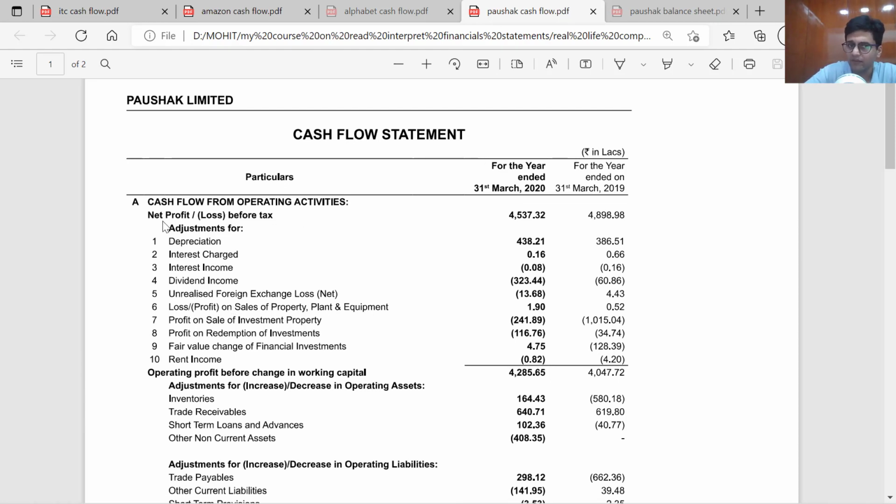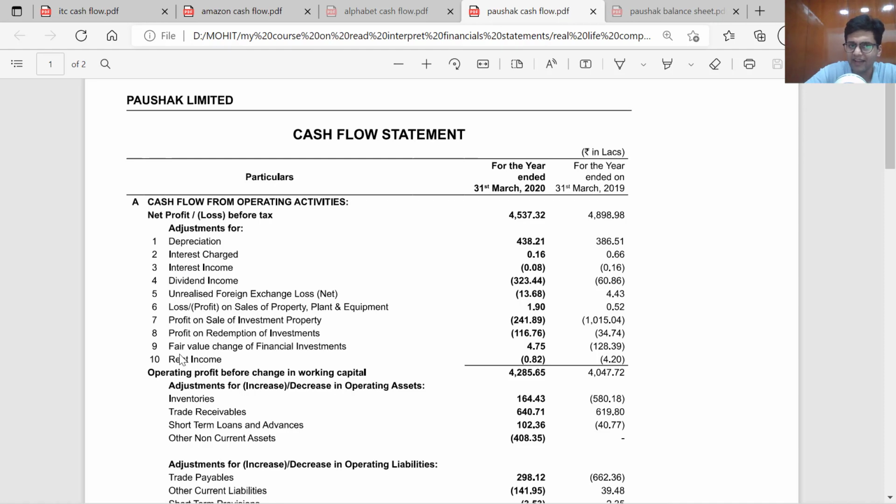Like I said, we take the net profit before tax. That means we are basically taking the net income before tax when calculating cash flow from operating activities. In our example, we had taken net income after taxes. Here it is taken before tax. It doesn't matter really, because we will take the tax effect in the later portion of the cash flow statement. So we started with the net profit.